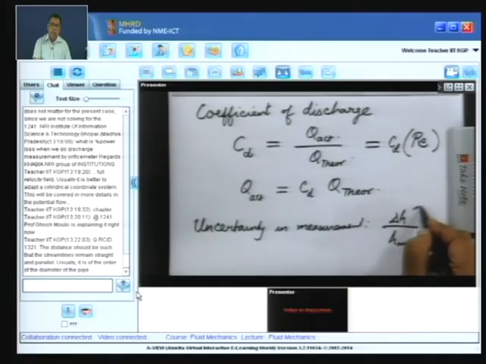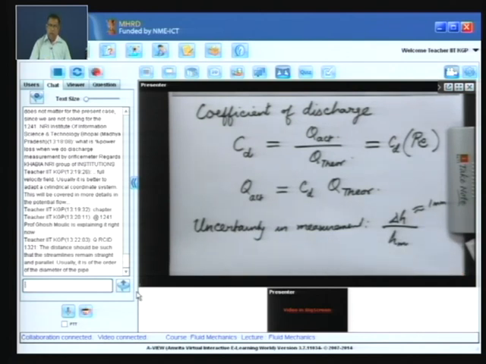So, you have an uncertainty in the measurement, which is delta H by H_M. This will be of the order of 1 millimeter. So, the larger the value of H_M, the less will be your relative error in the measurement, and you can find how errors propagate into the calculated value, and you can estimate what is the uncertainty in the value of Q, which you calculate using this formula.